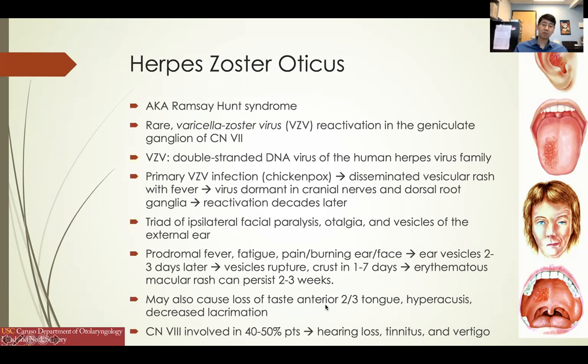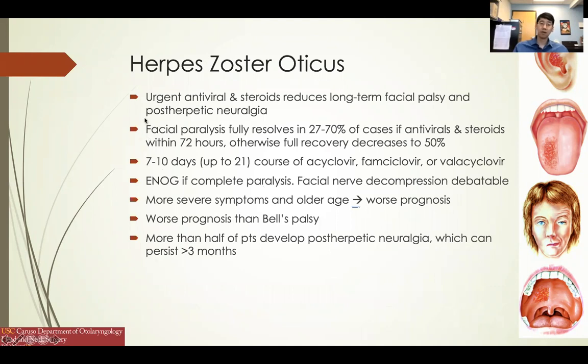Patients can also lose taste to the anterior 2/3 of the tongue from chorda tympani involvement, hyperacusis, and also decreased lacrimation. Cranial nerve 8 can be involved, leading to hearing loss, tinnitus, and vertigo. And it's recommended to urgently treat patients with antivirals and steroids to reduce the risk of long-term facial palsy, as well as post-herpetic neuralgia, those two being the most concerning long-term complications.